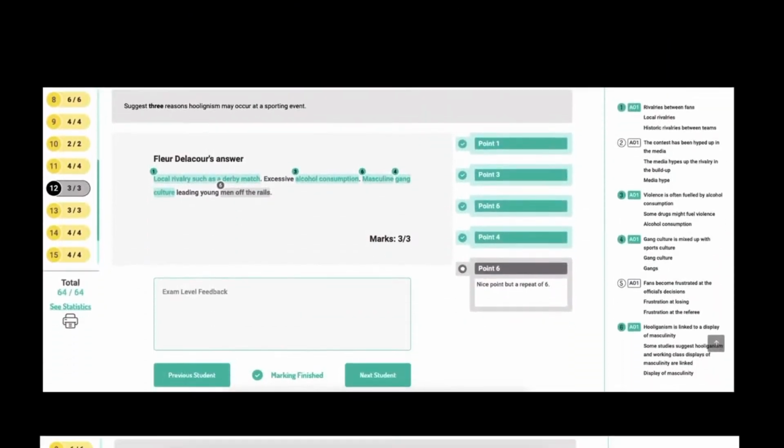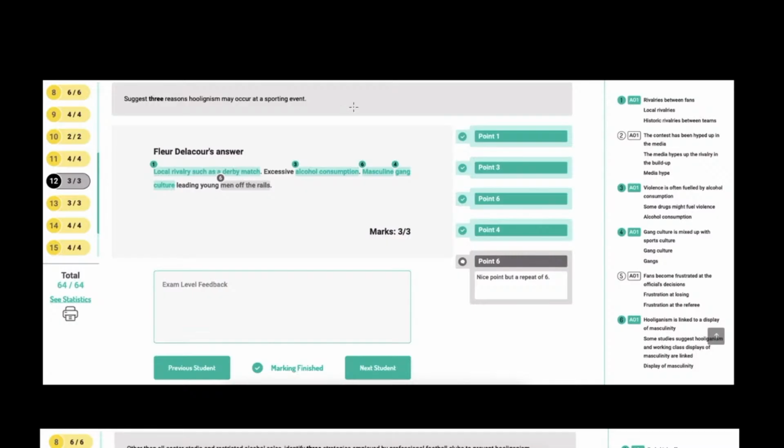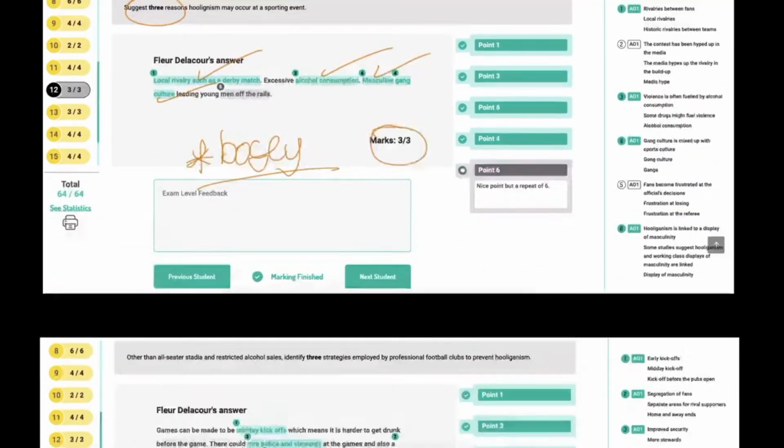So, questions. Suggest 3 reasons hooliganism may occur: rivalry, alcohol, masculinity, gangs. Okay, so I've put 3 marks only. Obviously, I've applied the principle here of what we call the bogey. If you're a golfer, you'll know what I mean. The principle of the bogey is give 1 more than it's requesting. Here we've got 3 marks. If you've got 4 answers, give 4 answers. Go 1 over. It's called the principle of the bogey. Do 1 extra just in case.